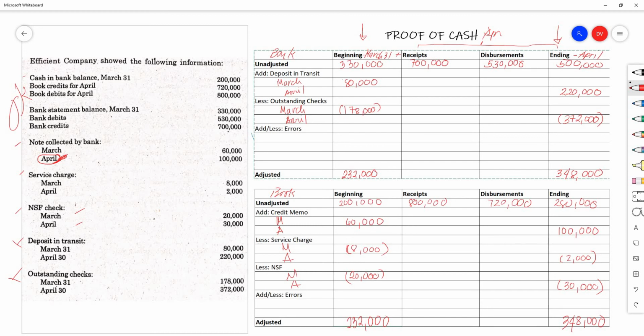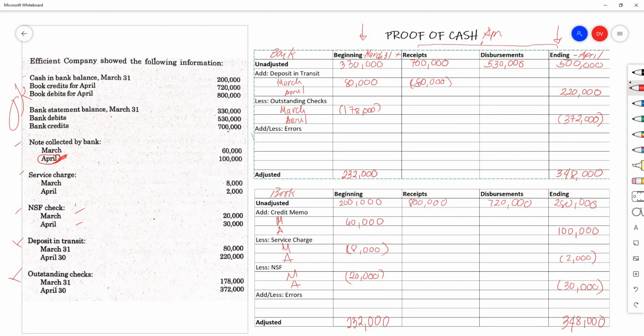Now, tama ba na nandito siya sa April receipts? Hindi. So, ibawas natin yung receipts na yan. Bakit? Binabawasan ba natin yung receipts? Not necessarily. Nililipat lang natin tong receipts na to, yung April na to, nililipat natin sa March. Okay? Next. 220,000 na deposit in transit.